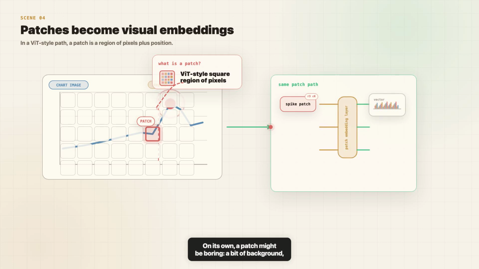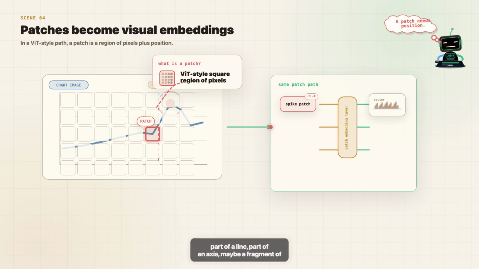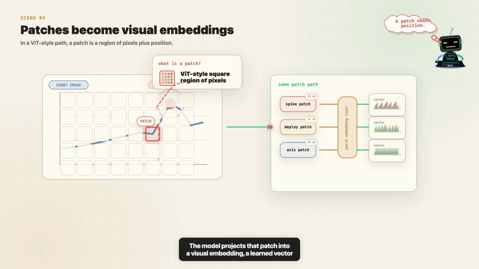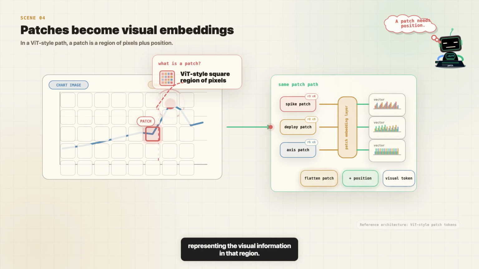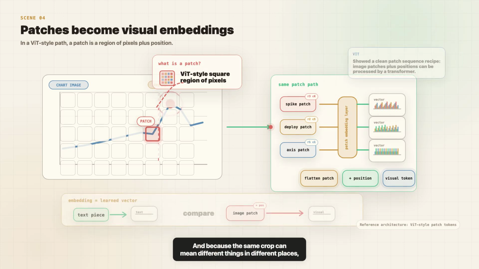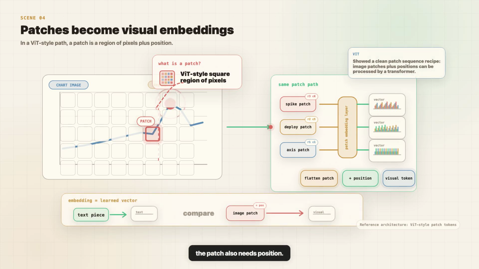Each patch contains raw pixel values. On its own, a patch might be boring, a bit of background, part of a line, part of an axis, maybe a fragment of text. The model projects that patch into a visual embedding, a learned vector representing the visual information in that region. A text embedding starts from tokenizer output, a visual embedding starts from pixels inside an image region. And because the same crop can mean different things in different places, the patch also needs position.